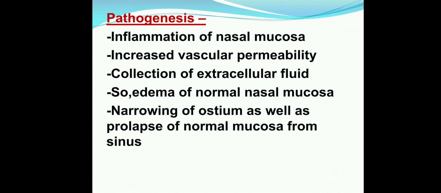Let us discuss the pathogenesis of nasal polyp. Due to inflammation of nasal mucosa, there is increased vascular permeability. Due to this, there is collection of extracellular fluid resulting in edema of normal nasal mucosa. This edema leads to narrowing of the ostium as well as prolapse of normal mucosa from the sinus.